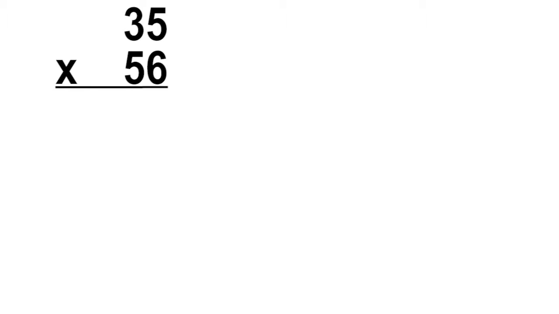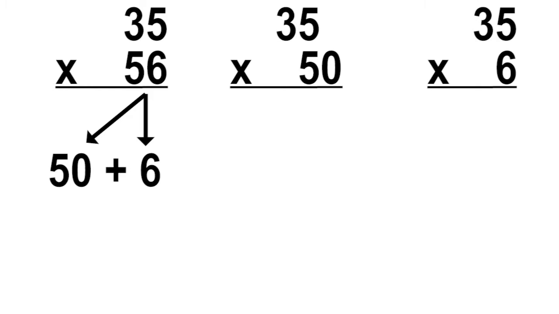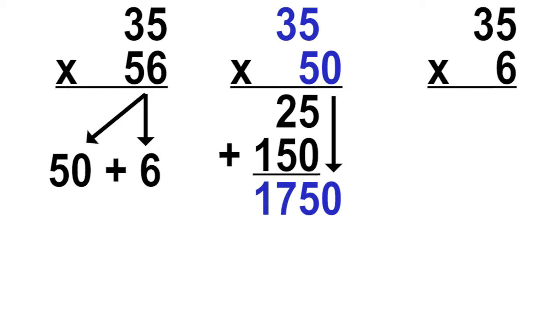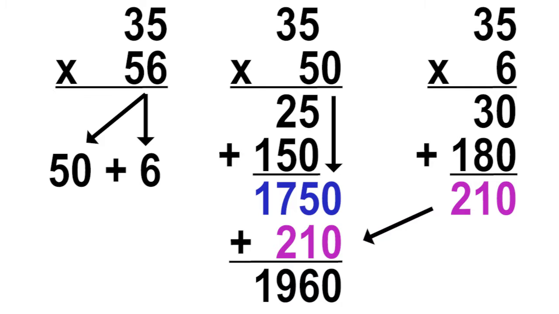Students could come to the conclusion that if we decompose 56 into 50 plus 6, first they could multiply 35 by 50, then multiply 35 times 6. Then add those together. We had solved 35 times 50 to total 1,750. Now we will solve 35 times 6. 5 times 6 totals 30, and 30 times 6 totals 180. 30 plus 180 equals 210. We then add that to 1,750 to equal 1,960.